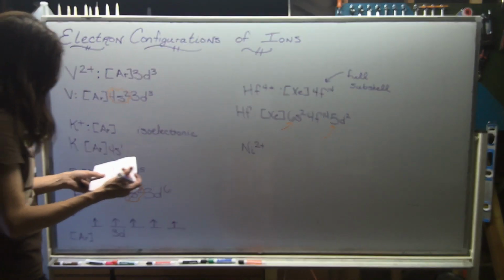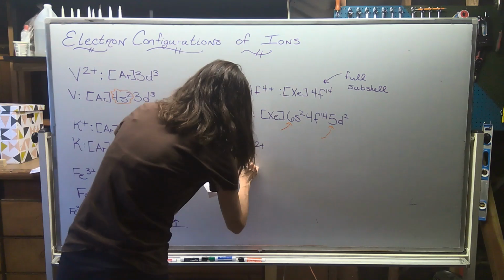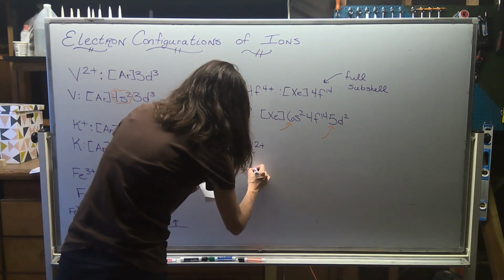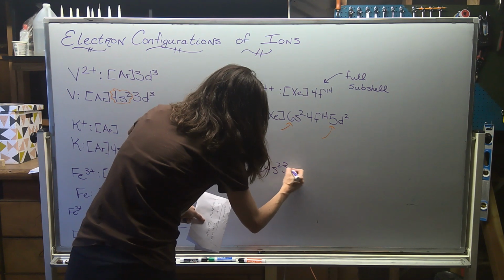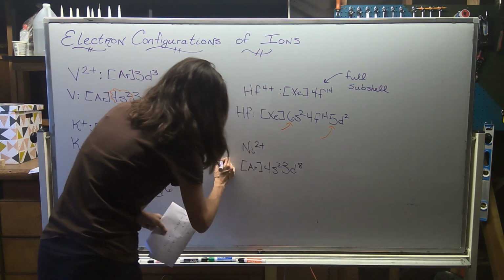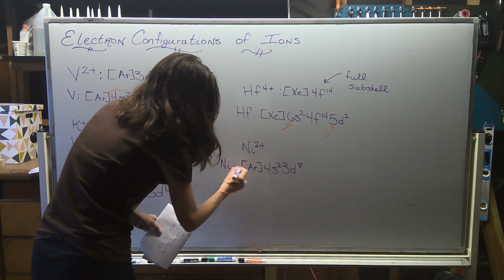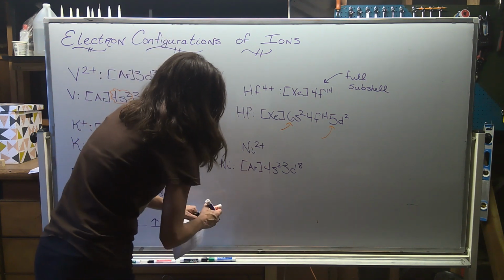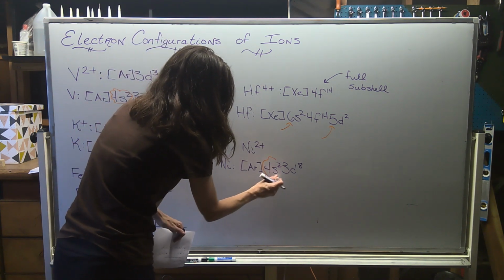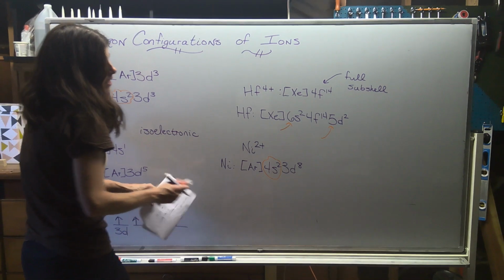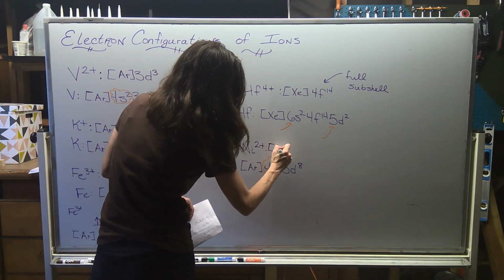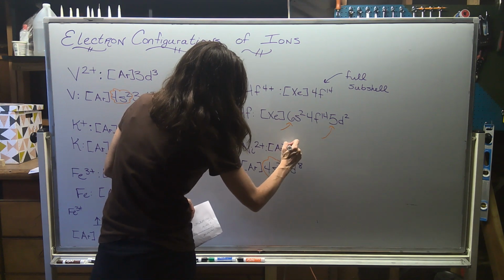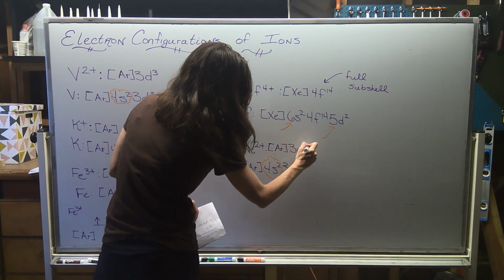Last one, nickel. We got argon 4s2, 3d8 as our neutral electron configuration. Our valence is the 4s2. So my nickel 2 plus is going to have an electron configuration of argon 3d8.